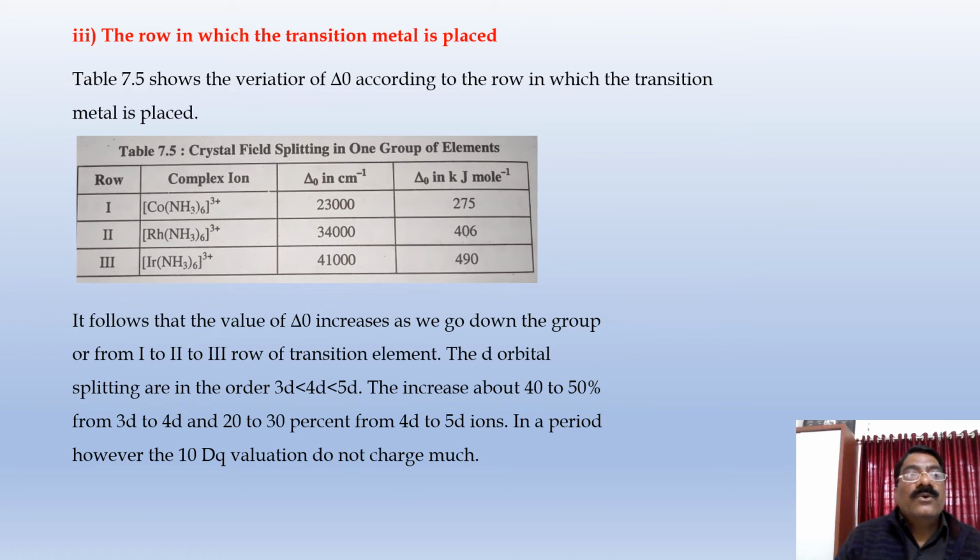Third, the row in which the transition metal is placed, that is, the position of the transition metal element in the first, second or third transition series. See, we have three examples with the same ligand.